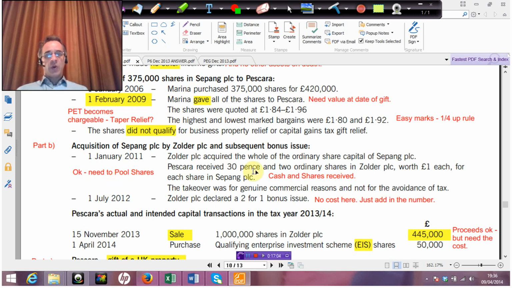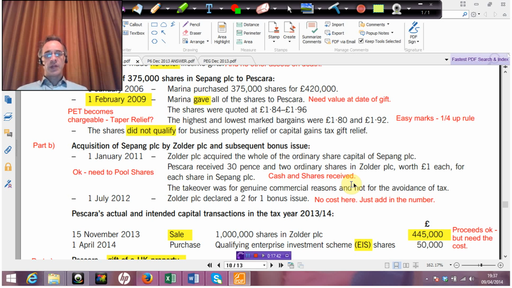Okay? And all that's happening here, over and above that, is that we have a takeover mixed into it. Now there is a question like this in the study kit, or the study text in fact, which is similar to this, because this is fairly straightforward if we can get our formats right. And the format essentially is, first things first, we need to pool the shares. And the next thing we need to do is establish, if there is a takeover, what is she receiving for her shares in Sapang PLC? In other words, what's she getting?